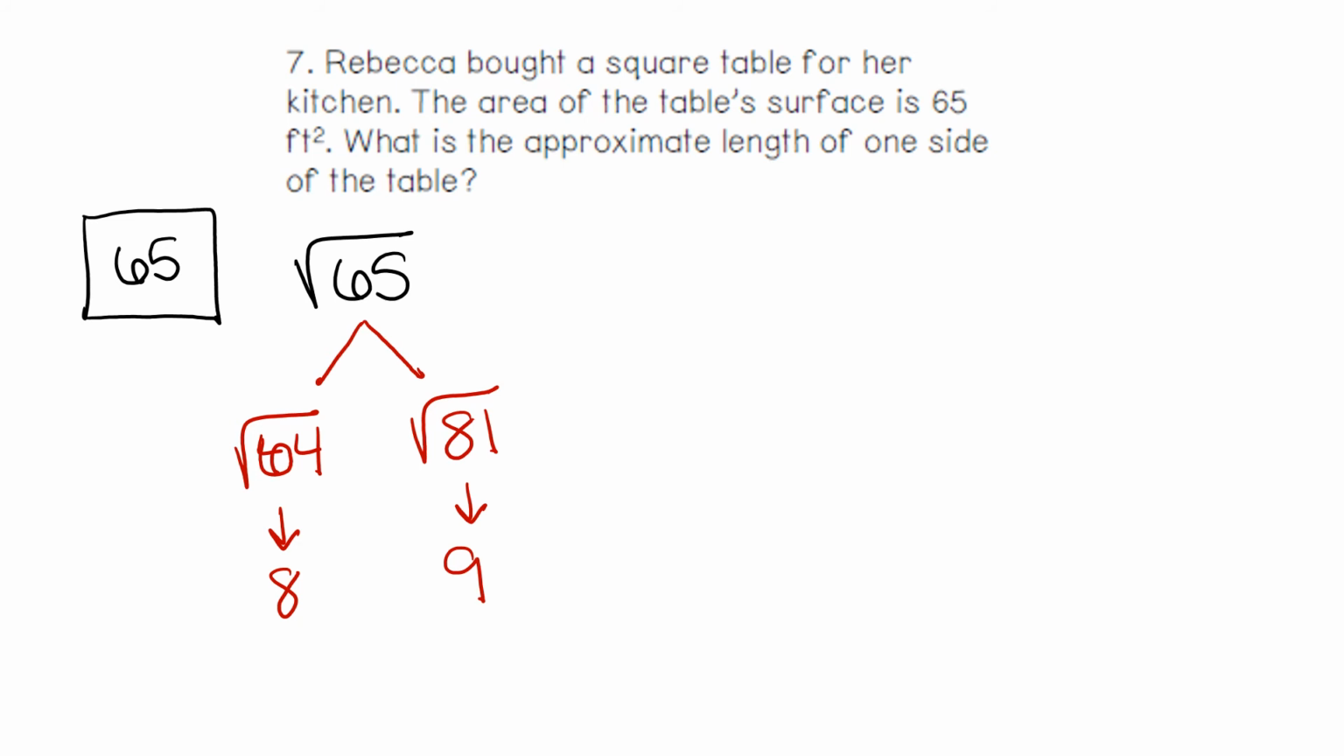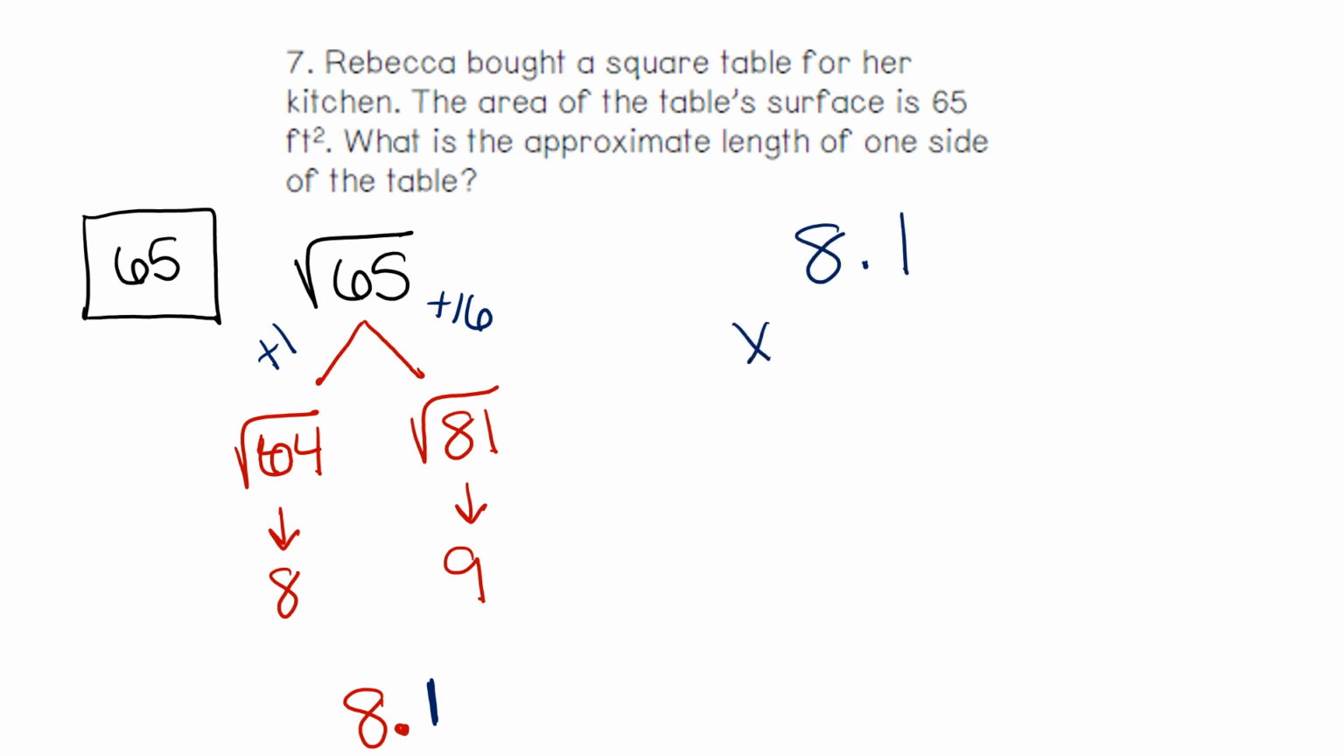So we know our decimal point is going to be 8 point something, but we're not sure just yet of what that decimal will be. Now we want to know, is the decimal going to be closer to the 8 or closer to the 9? Looking at our perfect squares, to go from 64 to 65, we have to go up 1. To go from 65 to 81, we have to go up 16. So therefore, we're going to be closer to the 8. My approximation is going to be 8.1.